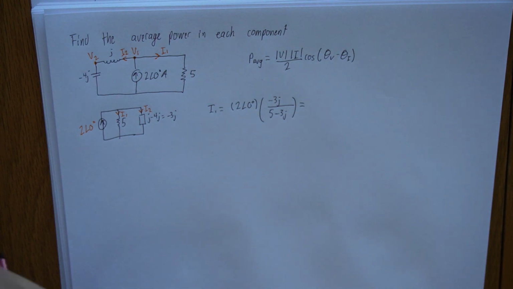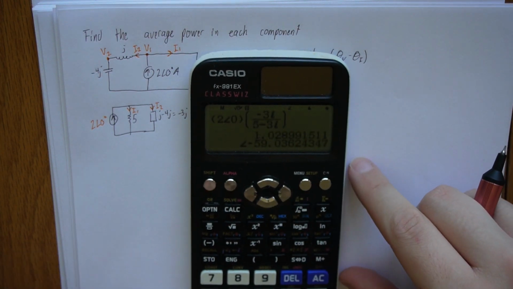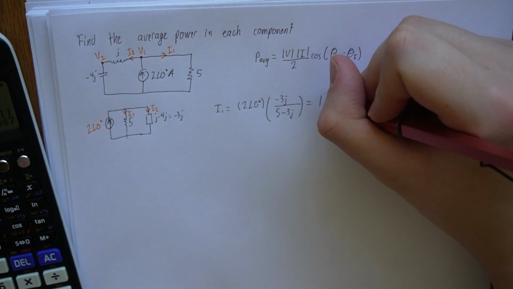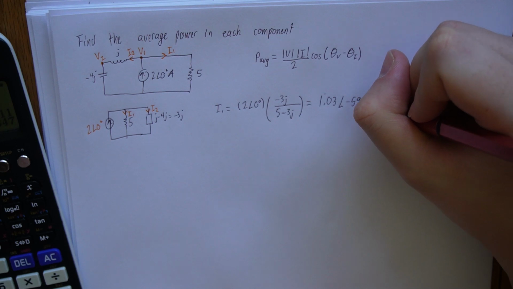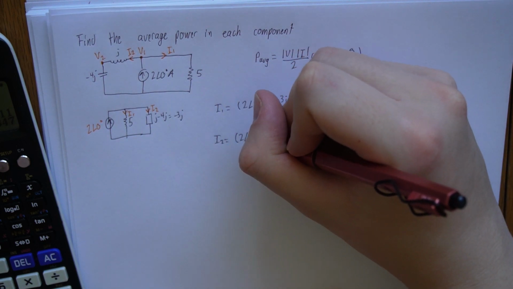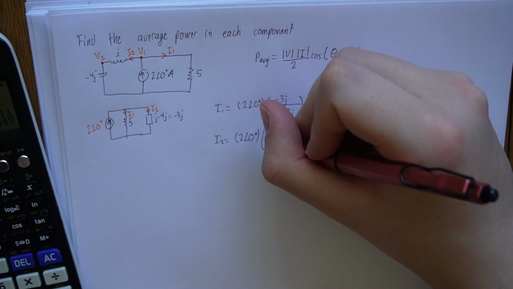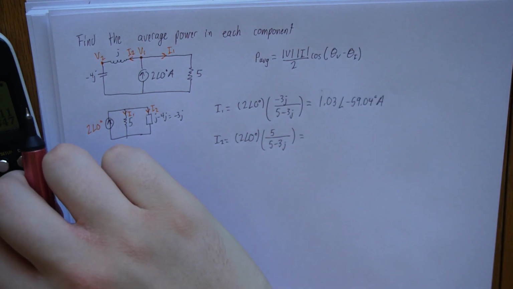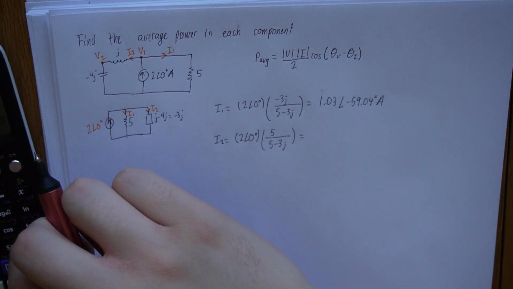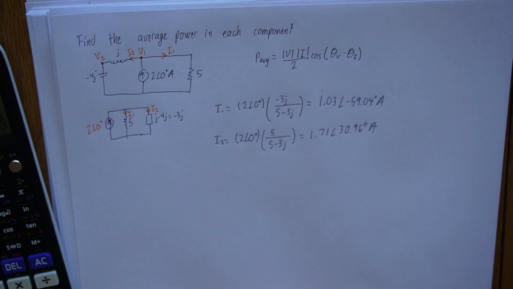I'll punch this into my calculator quickly. So this is what it looks like. I don't know if it shows up on the camera there. I get 1.03 angle negative 59.04 degrees amps. I can repeat the same process for I2. I2 is equal to the source current times, if I'm looking at this branch, the opposite one, 5 over 5 minus 3j. I punch that in my calculator: 1.71 angle 30.96 degrees amps. So I found the currents.